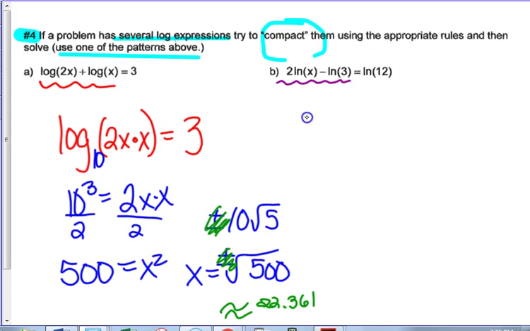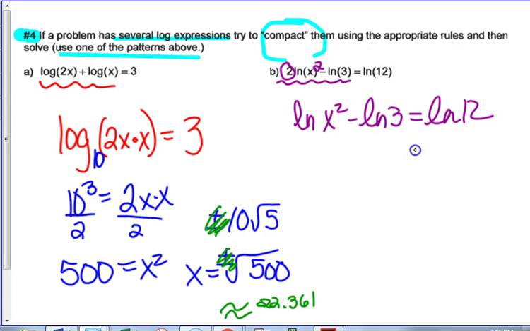And you could do this problem a whole bunch of different ways, because you could actually add the plus ln of 3 over the other side, and then it would become multiplication on that side. But where does this 2 go? Yes, it moves up here as an exponent. So then we have x squared.